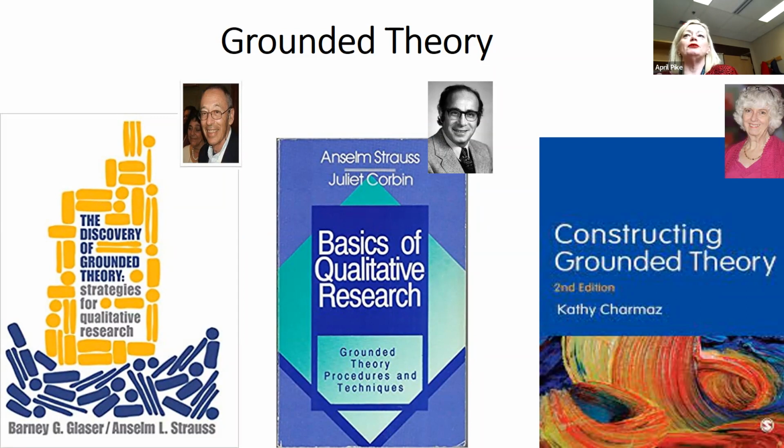Then, on the far right, we have Kathy Charmaz. In comparison to Glaser and Strauss, who both considered themselves post-positivists, and I'll talk a bit more about that in the next slide, Kathy Charmaz is a social constructivist, where she says that the researcher is a co-participant in the research study. Whereas Glaser and Strauss take a step back and say you need to be as objective as you can possibly be within the parameters of the study. So that's just an overview of the three main players when you talk about grounded theory.